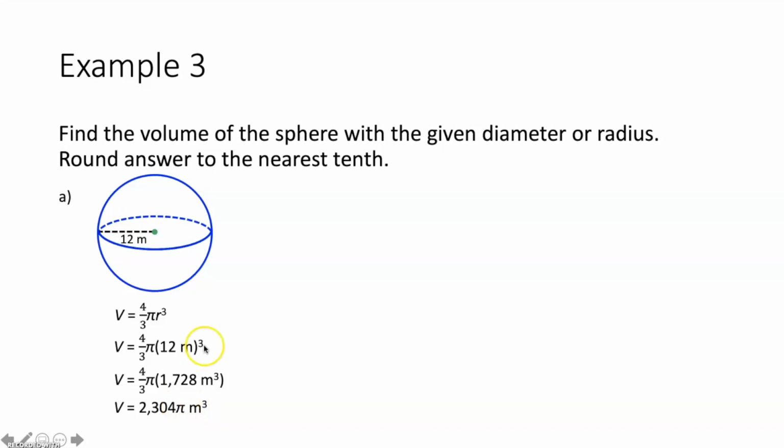But because this question wants you to round your answer to the nearest tenth, in your calculator, you're going to take 2,304, multiply it by pi, and then round to one decimal place. You get the approximate volume of this sphere is 7,238.2 meters cubed, or cubic meters.